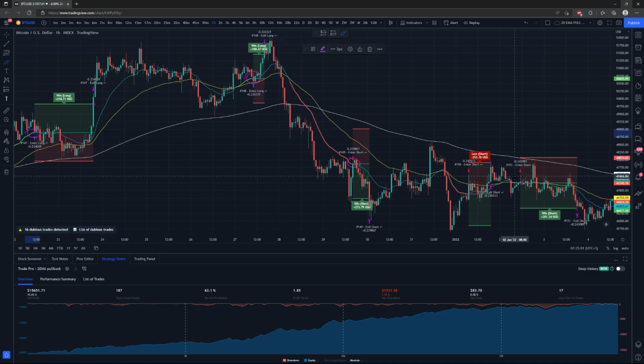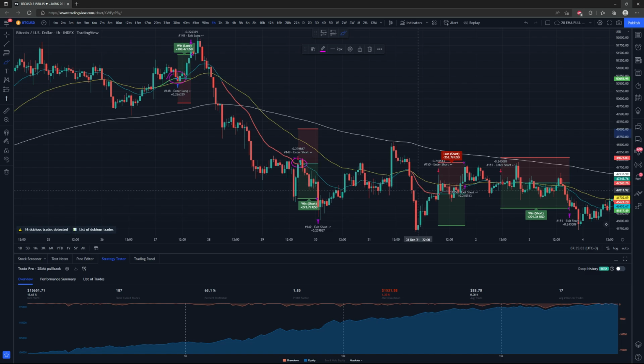Okay, and again over here we see cross down 20 below 50, first pullback into the 20 is where it enters into the position, and this one is a loss for that short position. We see it happen again. We see the cross down with the 20 below the 50, price is under the 200 EMA, and it enters into a short on the first pullback into the 20 EMA, and this one just happens to be a winner.